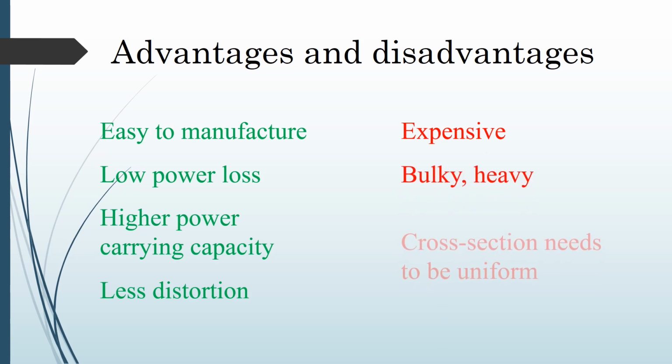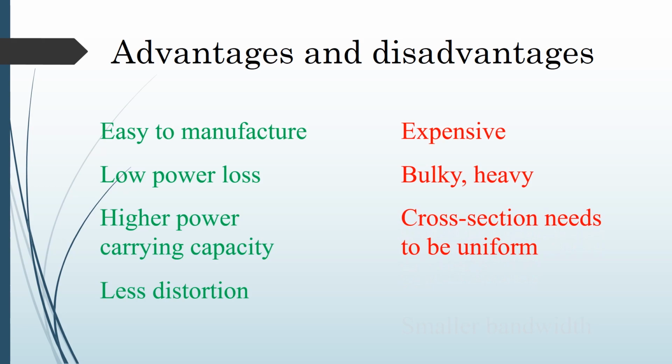In the waveguide, uniform cross section needs to be maintained because if the dimension changes, then mode conversion might take place and higher order modes may also get generated in the waveguide. The bandwidth of waveguide is also smaller compared to coaxial lines.